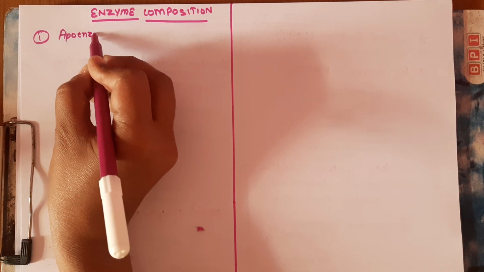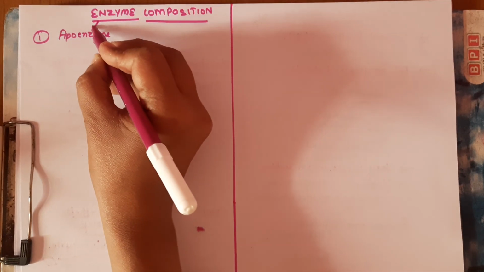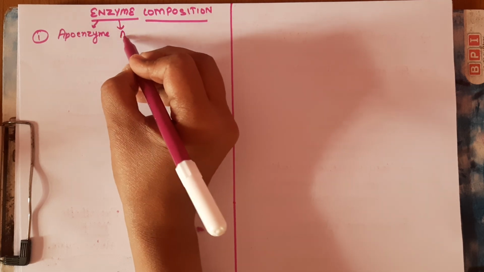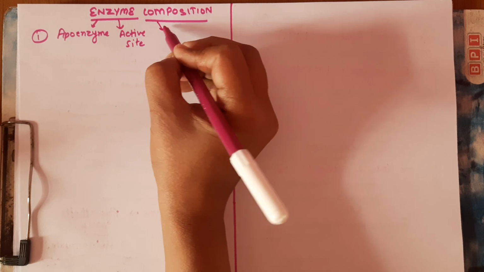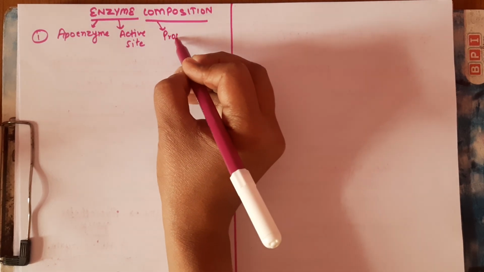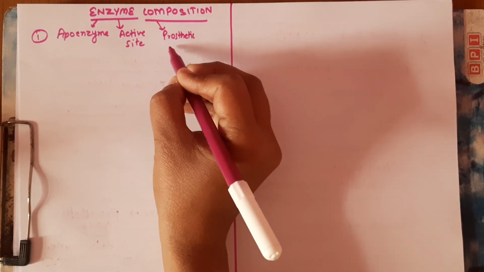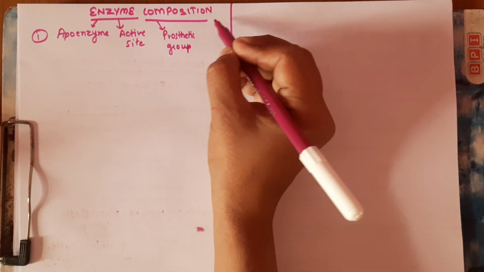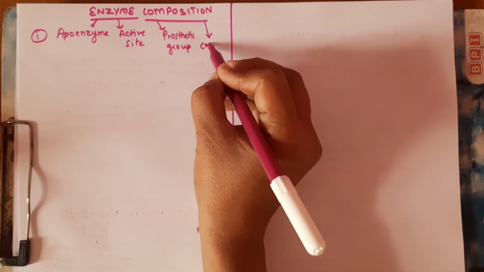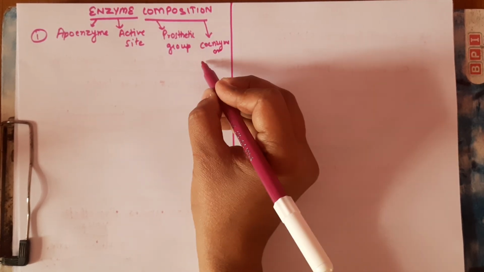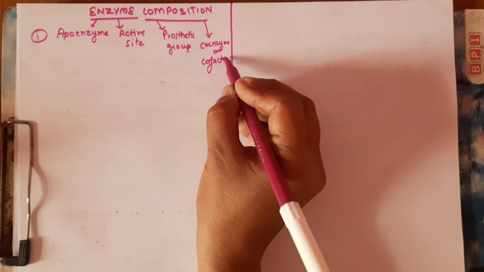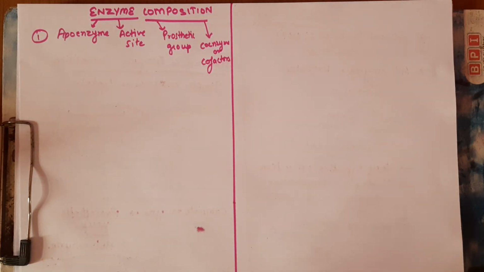So the enzyme consists of the following parts. It consists of the apoenzymes, it has the active site also, it has the prosthetic group, and it has coenzymes or cofactors. Okay, so now let's understand them one by one.